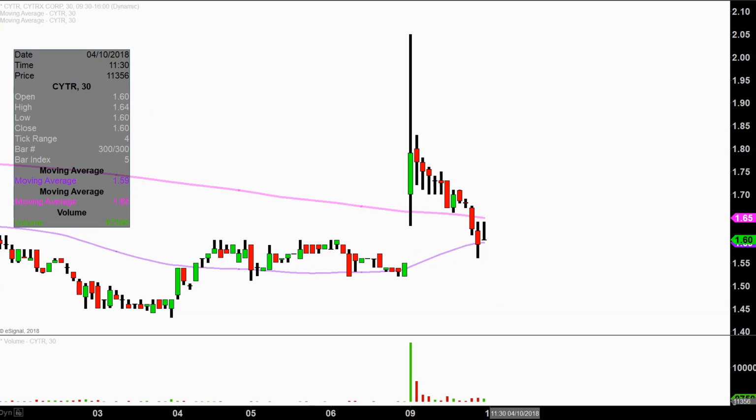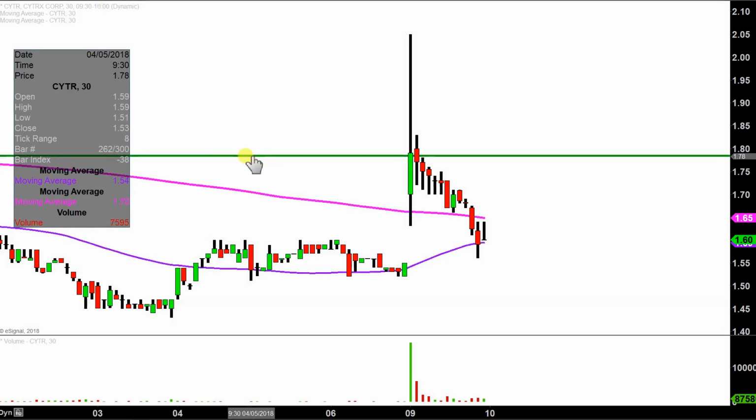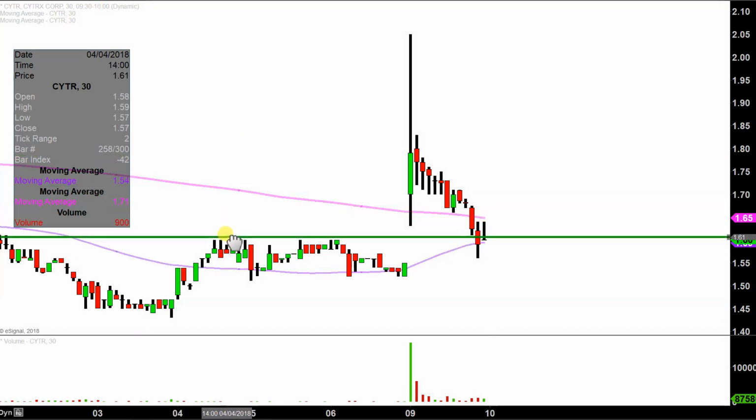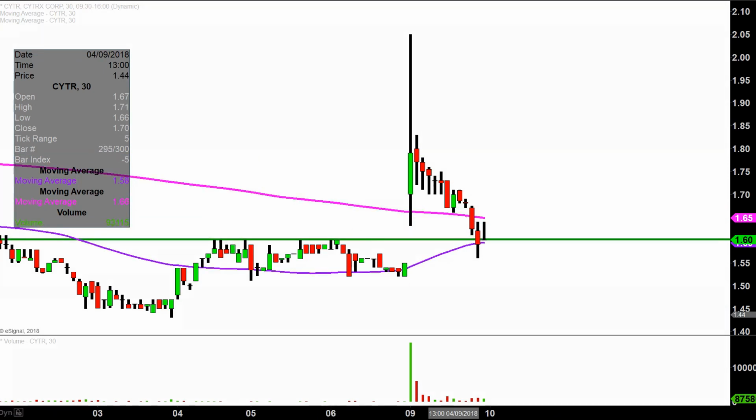So where did all this start? We'll just go through the definition here. All this started, in my mind at least, when it broke out of that previous area of resistance, which was right here at basically $1.60. You can see going back through the history of the chart that several times the price tried to get above $1.60 and couldn't quite do it. So that was, in technical jargon, the level of resistance. This morning, when the price gapped up above it, that was technically a breakout.